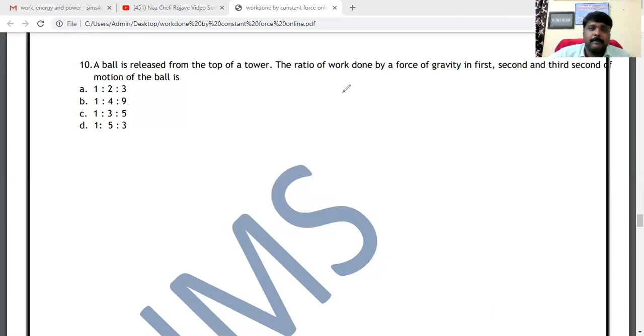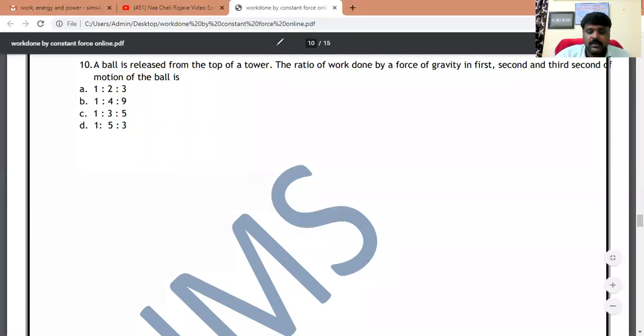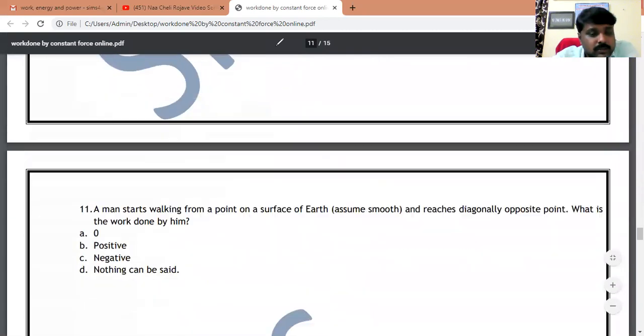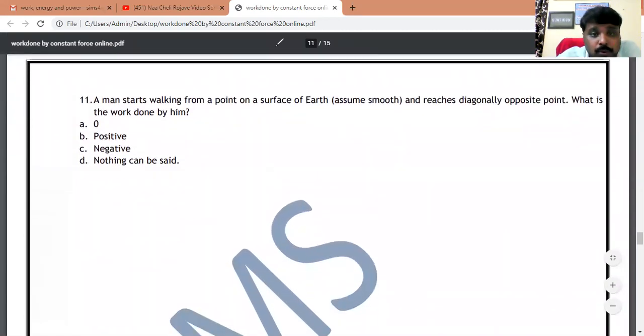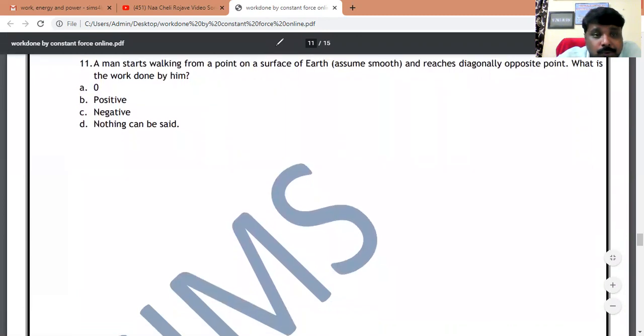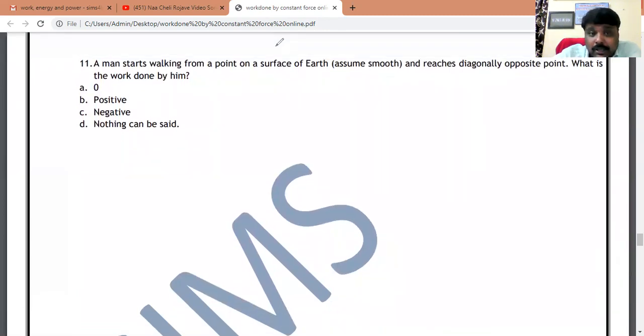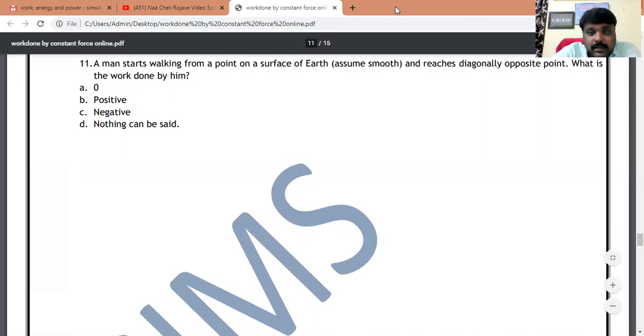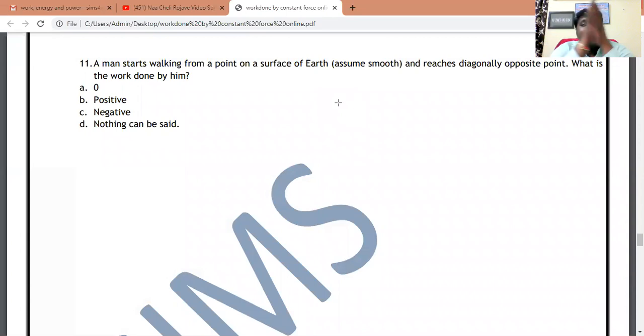Next problem we have is here, the man, Superman, I think. Let us see that Superman. A man starts walking from a point on the surface of the earth, assume smooth, no friction, and reaches diagonally opposite point. What is the work done by him?